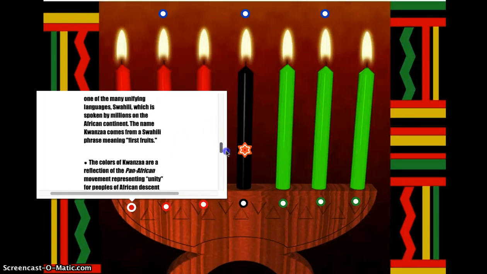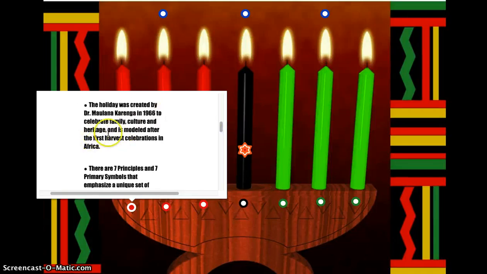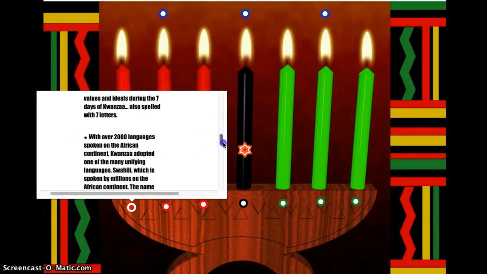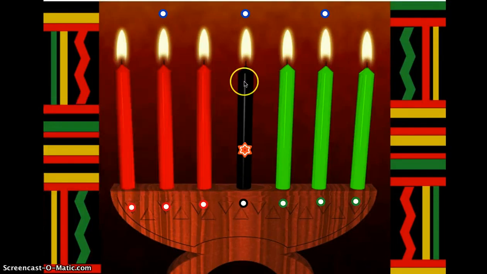I could see all that I typed. So a couple of things that I found were just the holiday, when it was created and by whom, the 7 principles, and what kind of languages, who celebrates it, and the colors of Kwanzaa that people put on the menorah that you see right here.